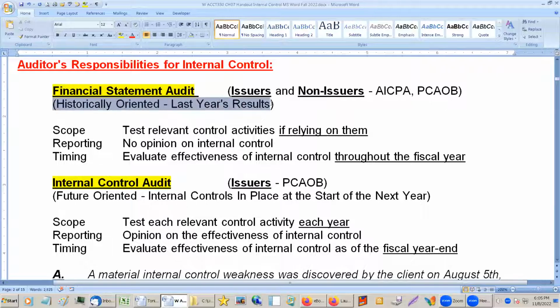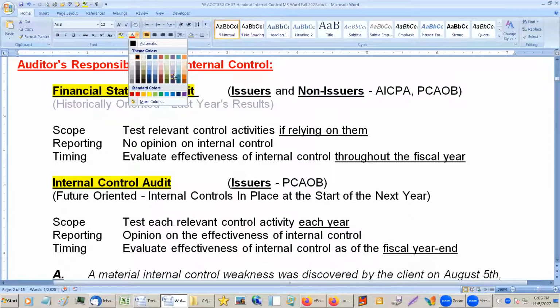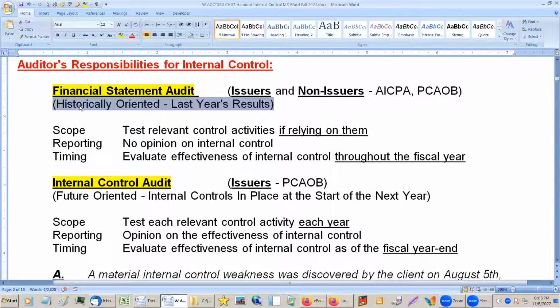Now, financial statement audits are generally historical in nature. You look at the past. How much did you have in sales last year? How much did you have in expenses last year? How many goods did you sell last year, and all that kind of stuff. It's all historical. It's what happened in the past.